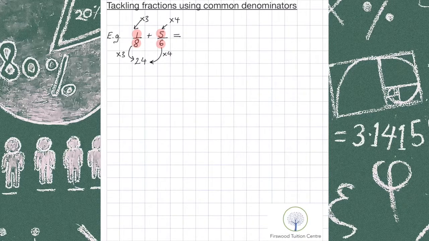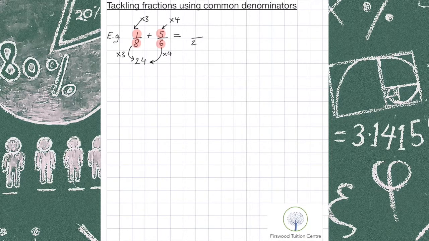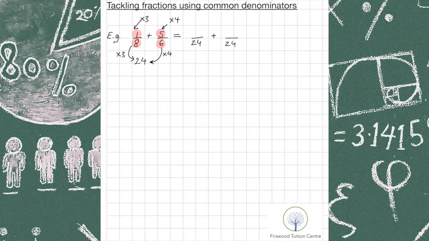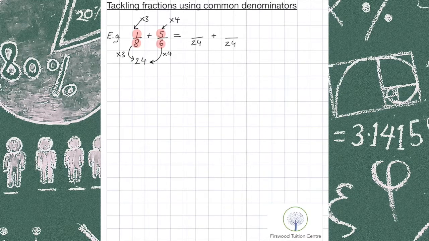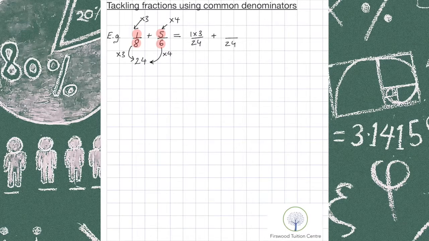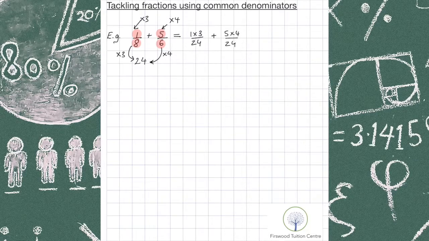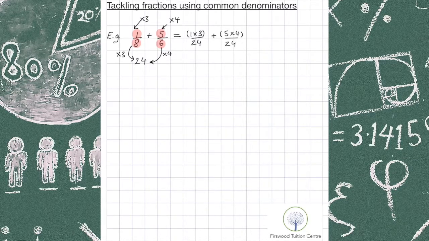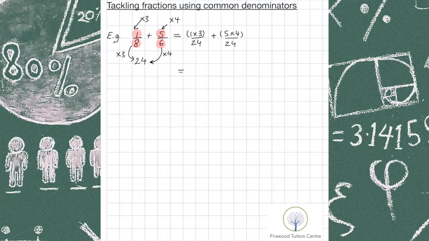We can now rewrite our fractions using these multiplications. So we can call our two denominators 24, as we've worked out the common denominator of 24. But now in the first fraction, 1/8, we must times the 1 by 3. And in the second fraction, we must times the 5 by 4. We must now work out these multiplications and rewrite all of the fractions.